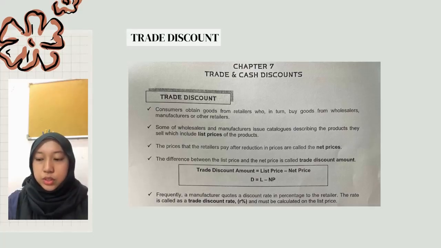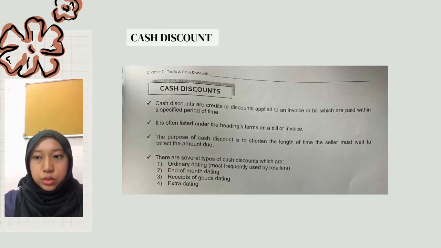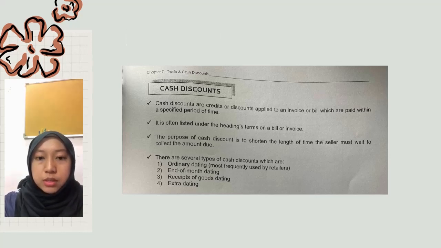Trade discount. Trade discount is a discount given by the seller to the buyer at the time of purchase of goods. Cash discount. Cash discount is a discount from the purchase price allowed to a purchaser paying within a specific period.